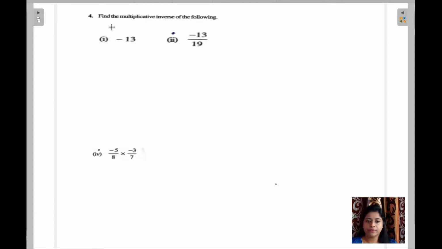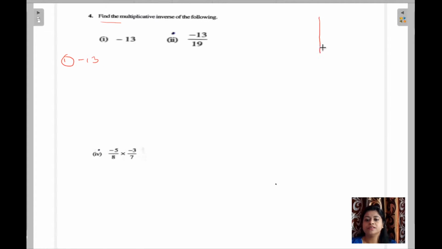Number 4. Find the multiplicative inverse of the following. See, in this question we have a few sub questions, but I have solved I think 4 sums over here, and the rest I have left for you. If you have any problem to solve this, you can just comment below. I will make another video to make you understand. Now find the multiplicative inverse of the following.